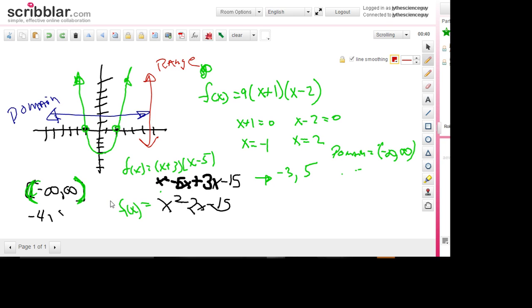That's perfect. Now, are you going to put brackets or parentheses around it? How are you going to label it? Well, -4 is included, and then infinity, we don't know what it is, so it's gonna be parentheses. Perfect. Okay. Cool.